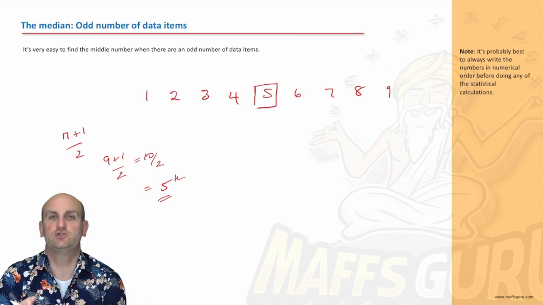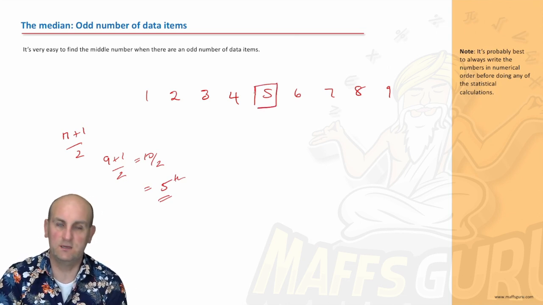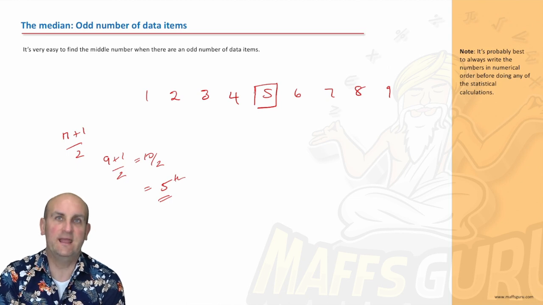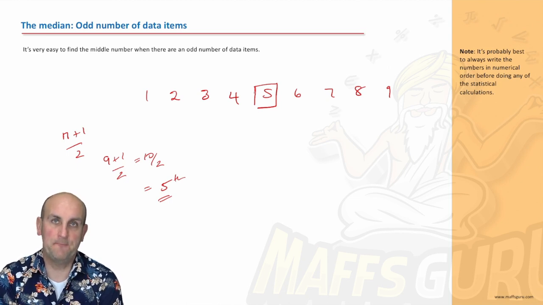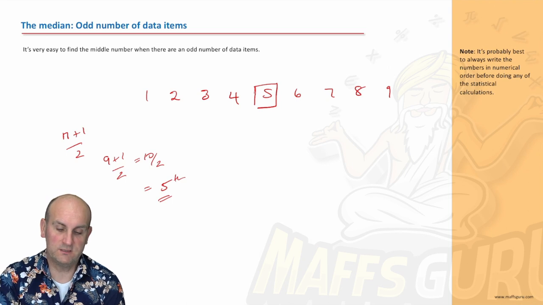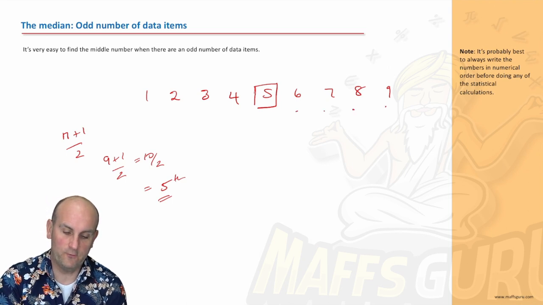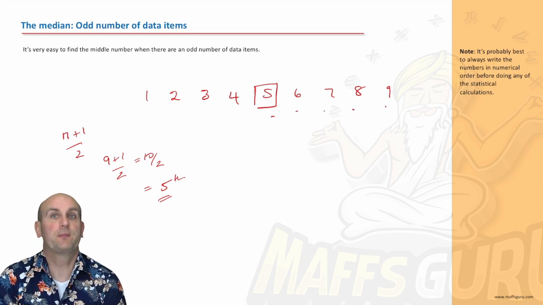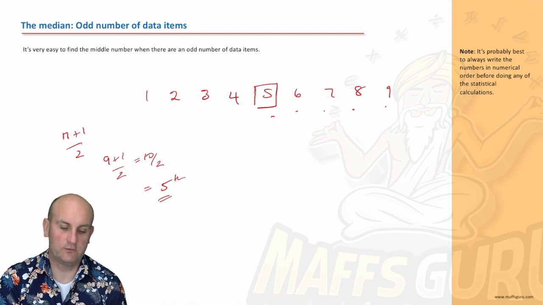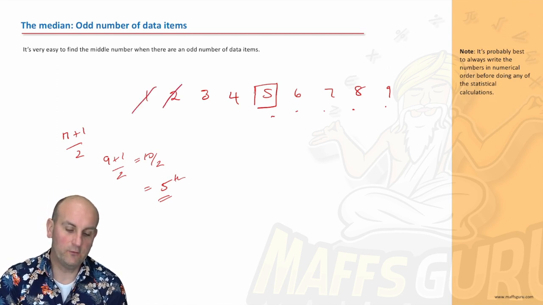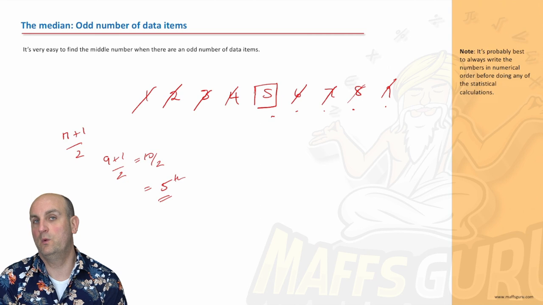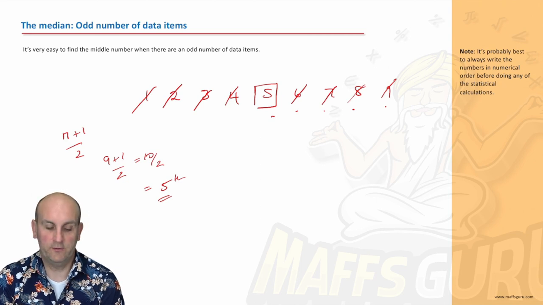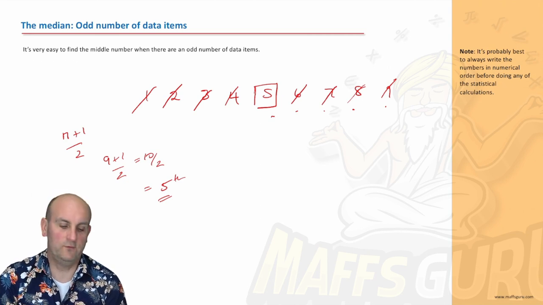So 1, 2, 3, 4, 5, that would be my middle number. Now again, don't get tricked. Just because I've used the numbers 1 to 9, that's why 5 is there. It is the fifth number from either end, believe it or not. So if I did 1, 2, 3, 4, 5, there's my middle number as well. I don't do it that way, believe it or not. I tend to cross numbers off. So I go 1 off the end, 2 off the end, 1 off the end, 2 off the end, and I keep doing that until I've only got one number left when there's an odd number of data items. So that's one way of doing it.